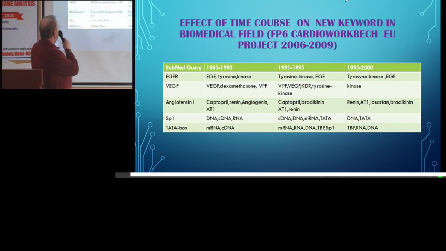This is another approach, related to an EU project to find drugs for cardiovascular disease. In this case, we arrived at a slightly higher level because we analyzed the association between the terms. But it is interesting that we have the query and we have the difference of emerging terms in different periods. The first, for instance, are the same.